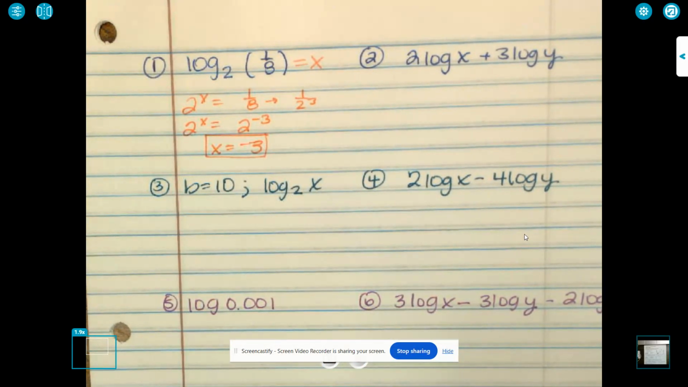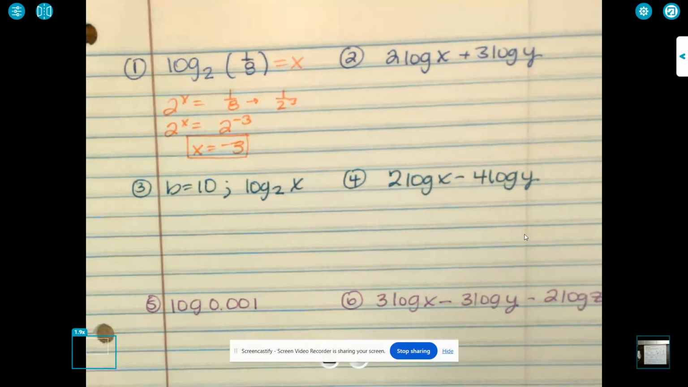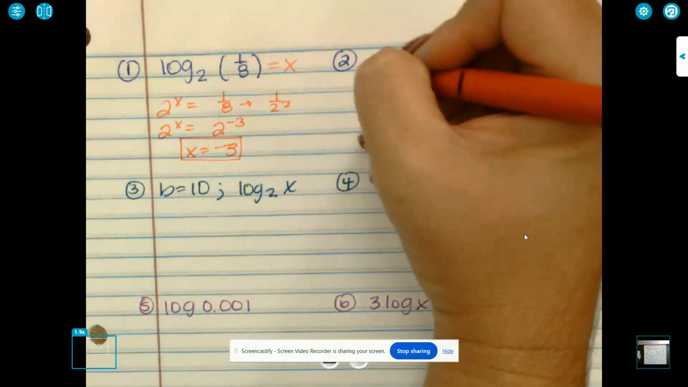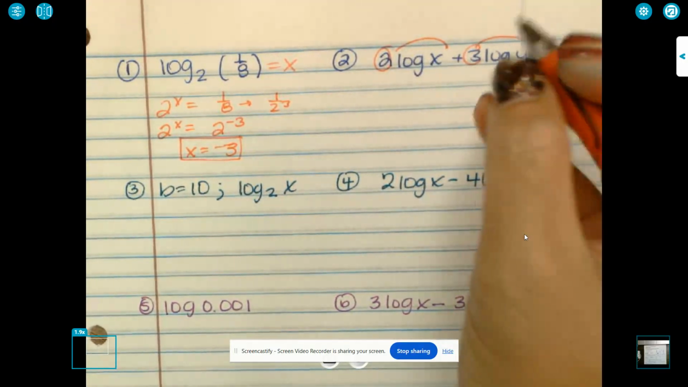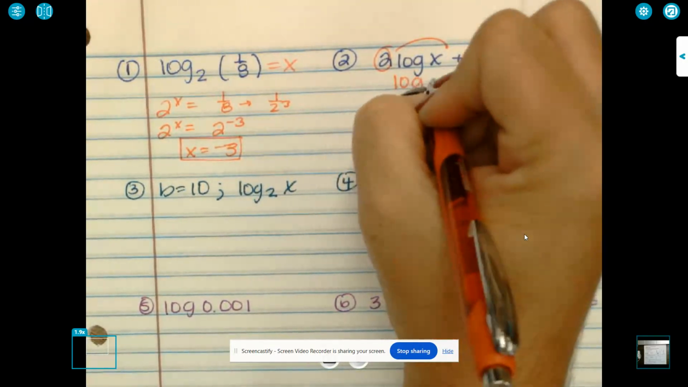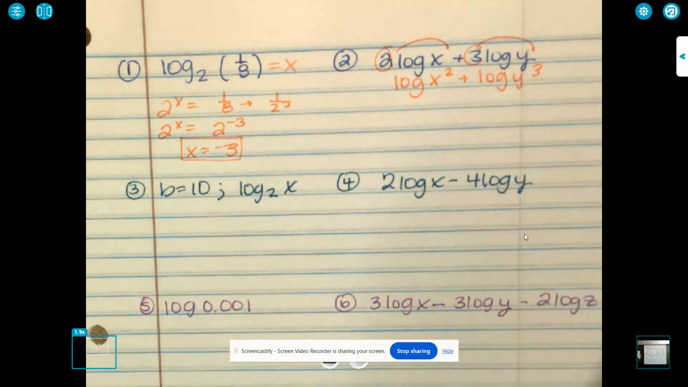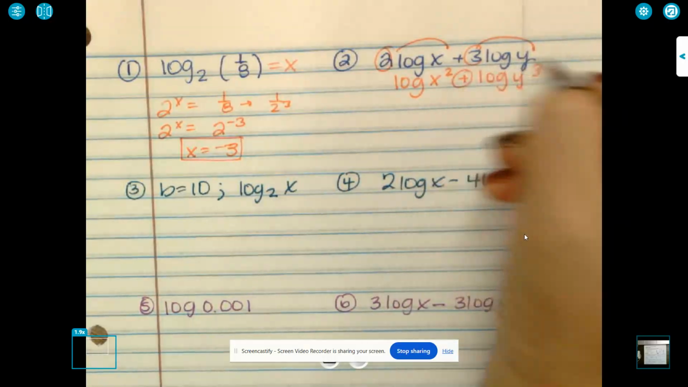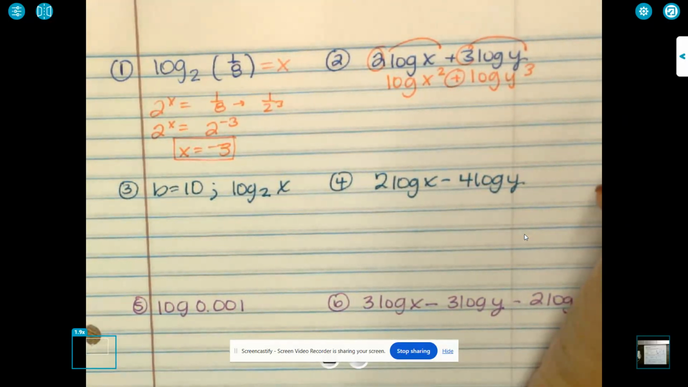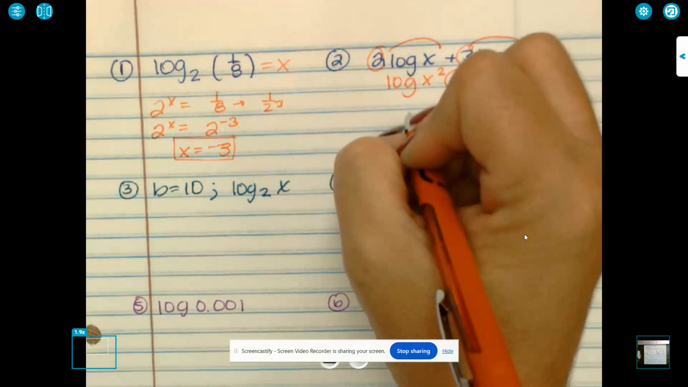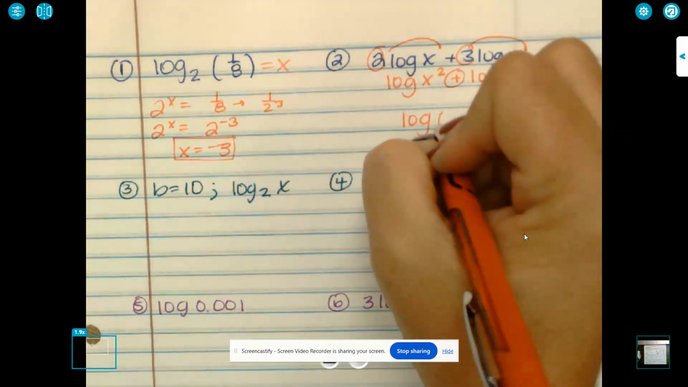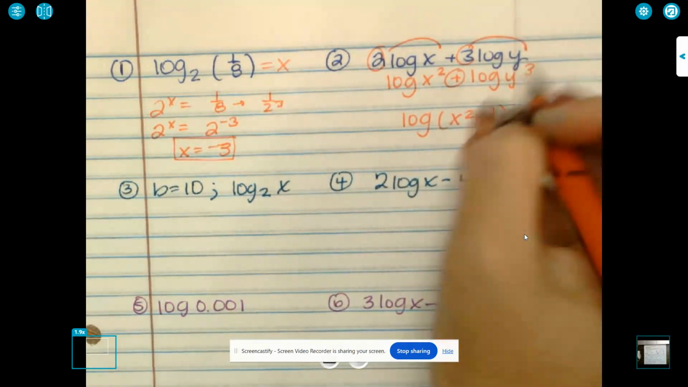Number 2 is a condensed problem, so we're trying to put this back together into one logarithm instead of 2. Remember, numbers out front go back up as exponents, so the first step is to rewrite this as log x squared plus log y cubed. Our middle sign here is a plus, which means it was multiplied, so the final answer is log of x squared y cubed.